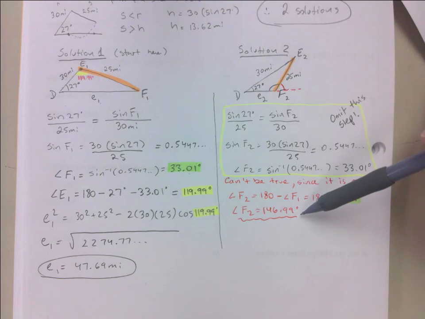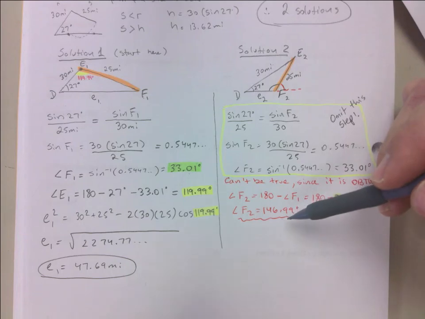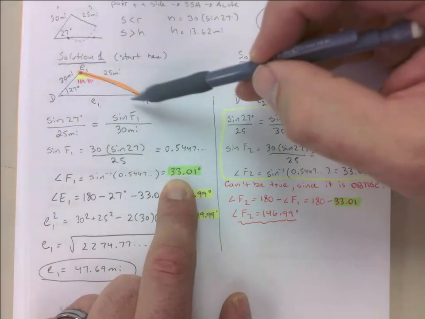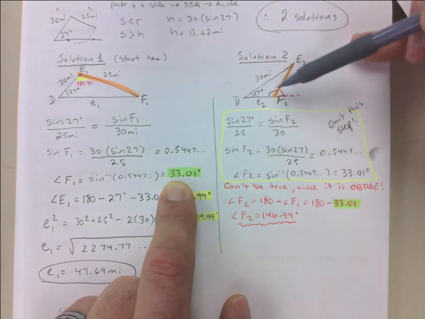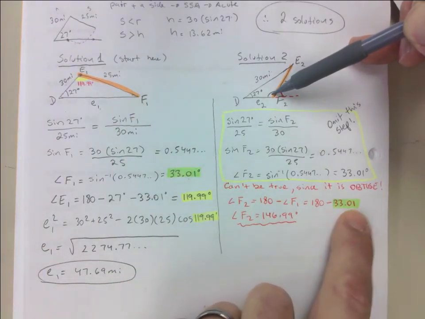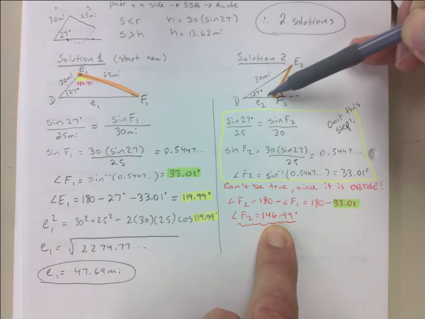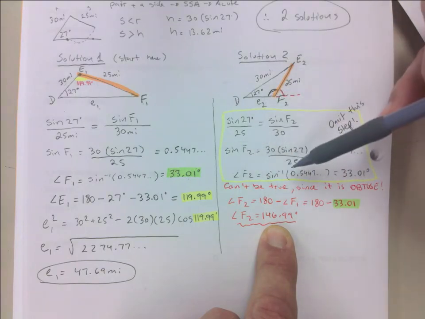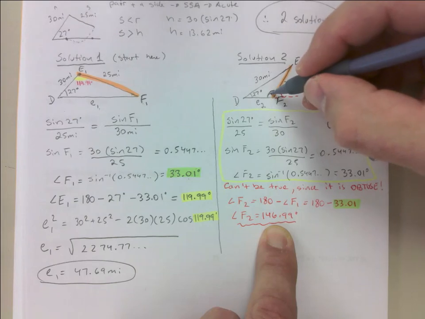Is that? You're going to have to try it. There's no way around it. But as soon as you find this angle here, listen to this part, guys. If you want this one, just subtract what you found here from 180, and boom, you've got this angle here. Okay? So that's how they are related. It saves you a lot of work. So now we know this is 146.99.